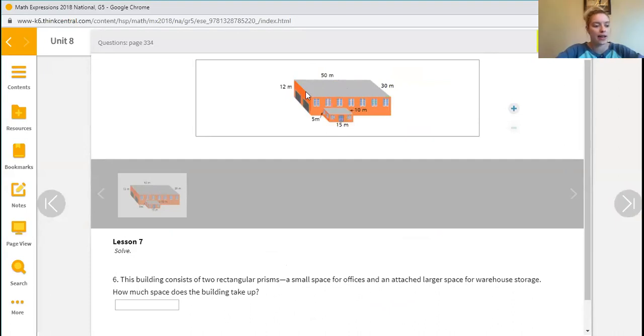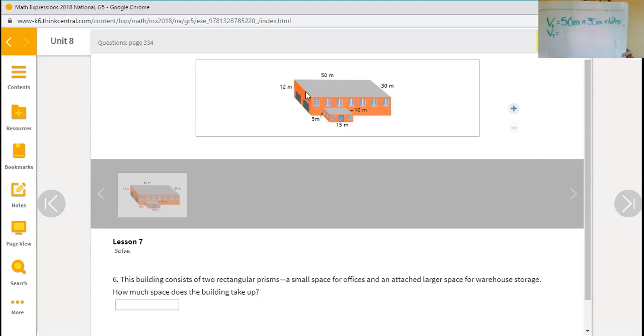I can fill that in as volume 1 is going to equal, I'm going to write it on my whiteboard. So volume 1 is going to be 50 meters times my width, which is 30 meters, times 12 meters. Just like that. So hope you got 50 meters times 30 meters times 12 meters, and that's volume 1.